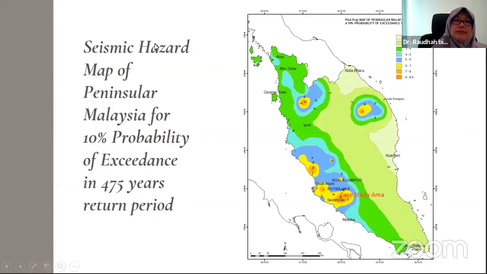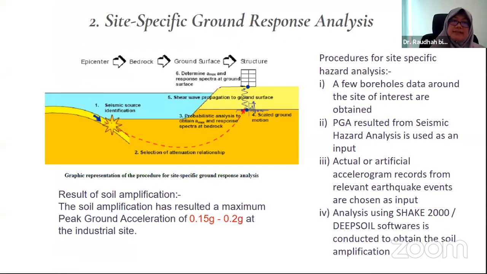I'm showing you the seismic hazard map for Peninsular Malaysia, where the case study area is located. This map is for 10% probability of exceedance. When we are doing assessment for critical industrial facilities, you should go for 2% probability of exceedance, which corresponds to a 2,475 years return period. It's a longer period, meaning a higher peak ground acceleration will be imposed on the structure. Okay, the first part is done on seismic hazard.